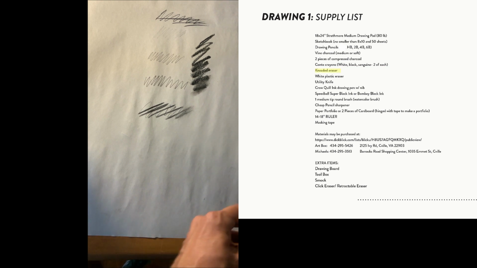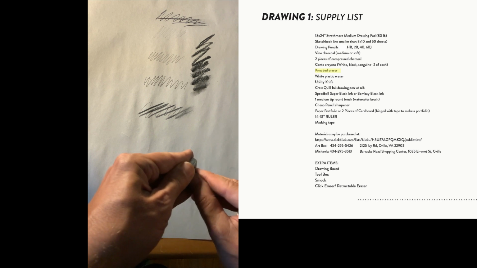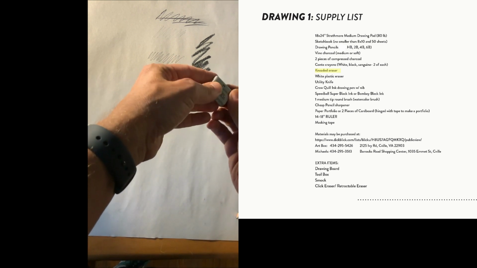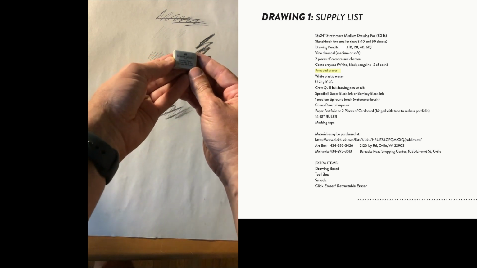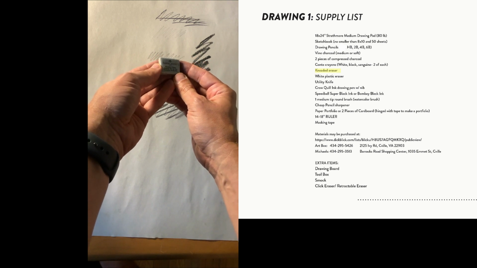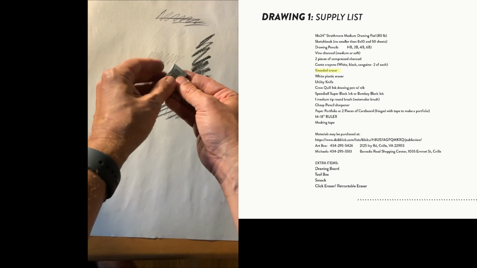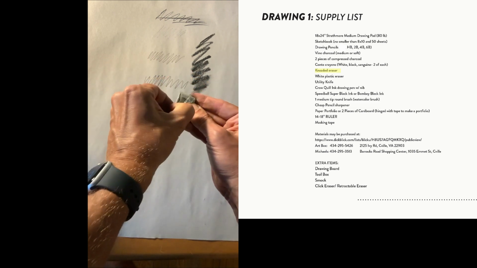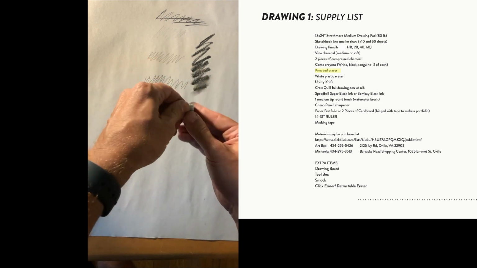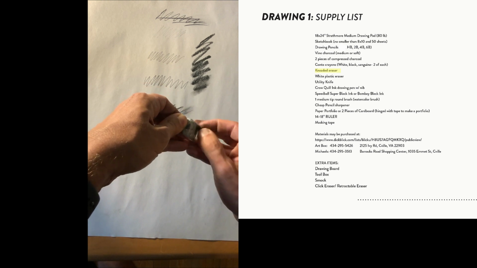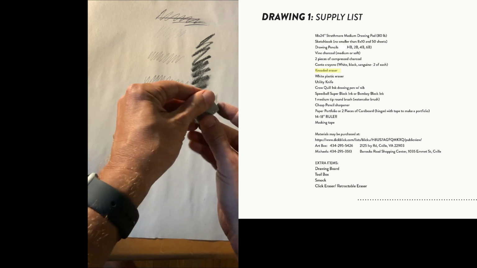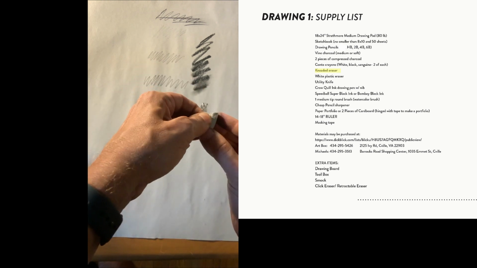Kneaded eraser. So a kneaded eraser is a little bit different than a regular eraser. Kind of is like a gray piece of rubber, and it comes wrapped up. It almost looks like a piece of chewing gum, some weird piece of sticky rubber. And what it does is it really allows us to pick up the charcoal, and specifically a charcoal eraser.